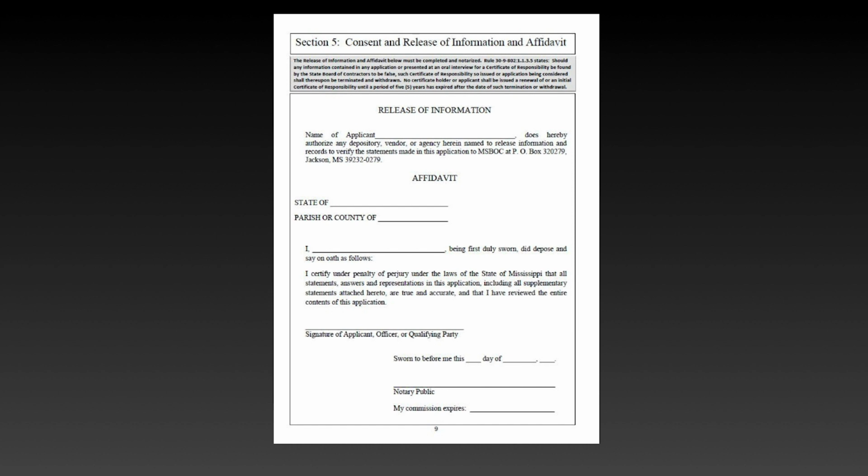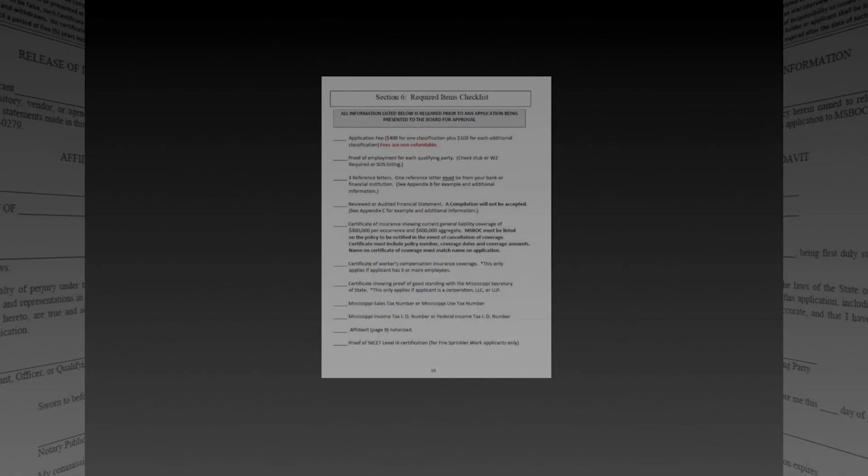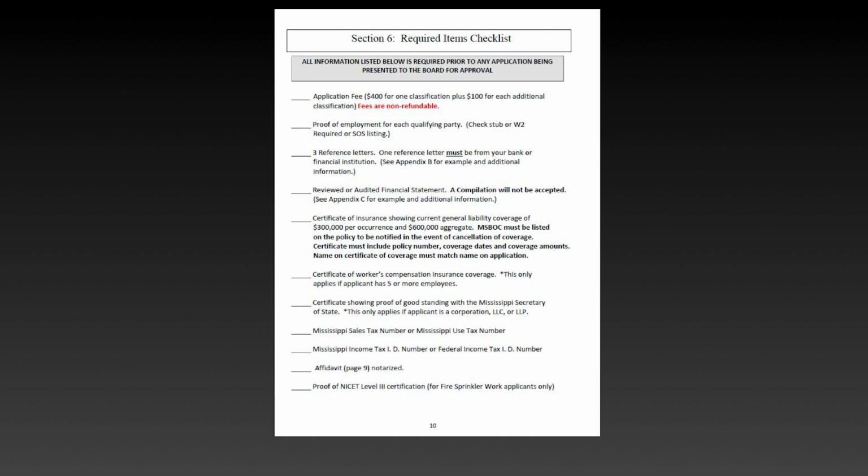MSBOC encourages you to make a complete copy of the application and required attachments to keep for your own records. If any of the information is forged, falsified, or incorrect, your application will be rejected or denied. Finally, go over your application one more time to make sure all areas are filled out and the requested information is complete and you have attached all required documentation.